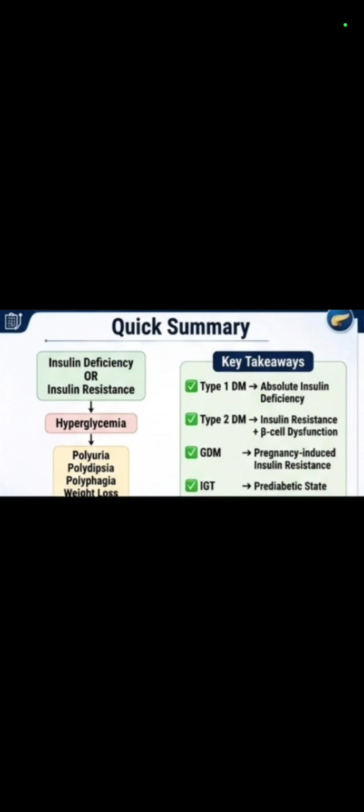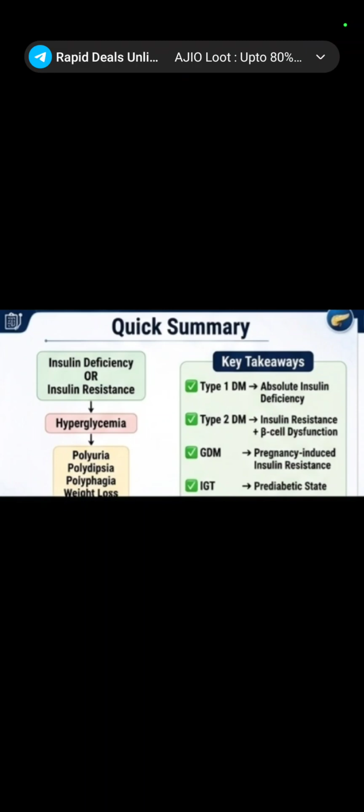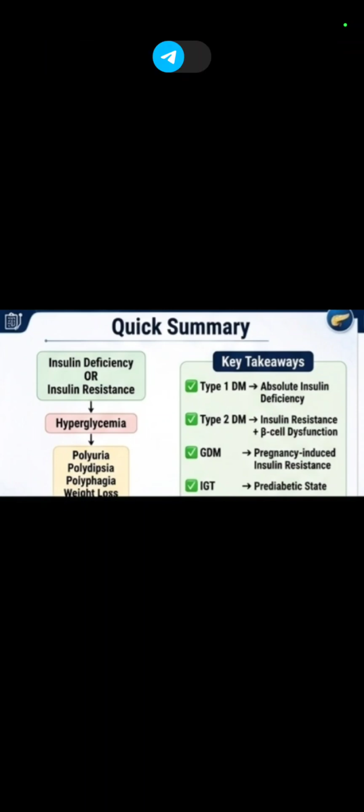Now the key takeaways from this video are: type 1 diabetes mellitus is also called insulin dependent diabetes mellitus, which is absolute insulin deficiency. The patient should be on insulin injections. No oral hypoglycemic agents will work. Whereas in type 2 diabetes mellitus, insulin resistance causes beta cell dysfunction. In gestational diabetes, pregnancy induces the insulin resistance, and impaired glucose tolerance is a pre-diabetic stage. So now we have understood everything from the definition till the clinical features.